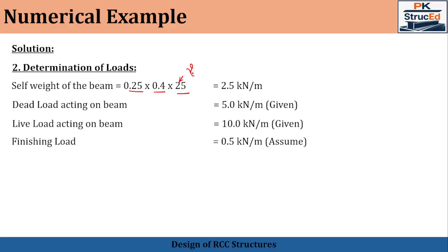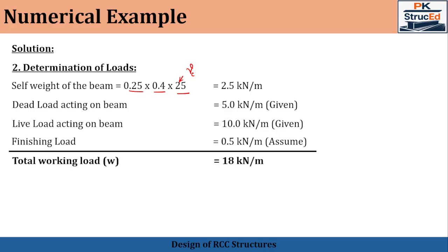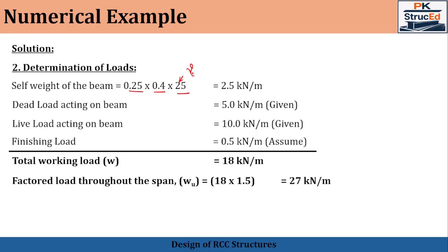In addition, if finishing load is required, we can assume, or else we can leave that one. So summing up these values, you will be getting the total working distributed load of 18 kilonewton per meter. So this value will be multiplied with the load factor of 1.5 in order to get the factored load throughout the span, that is the distributed load of 27 kilonewton per meter.